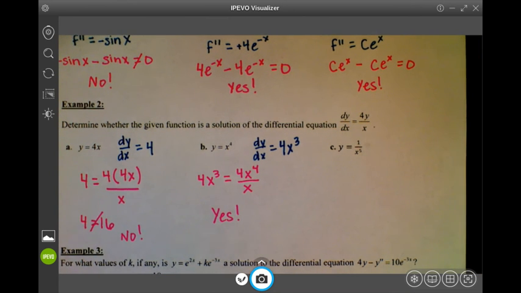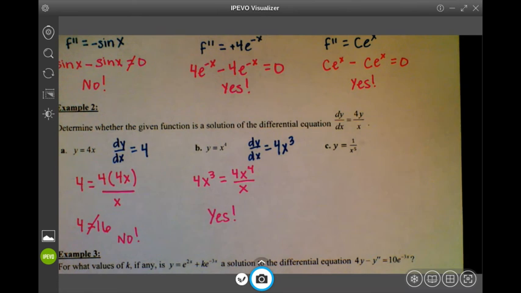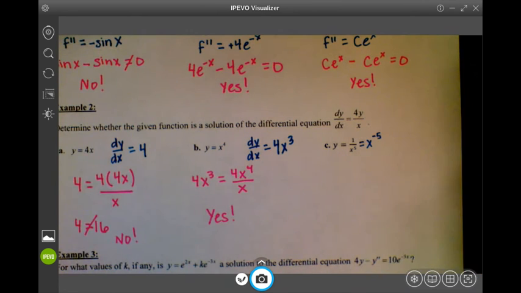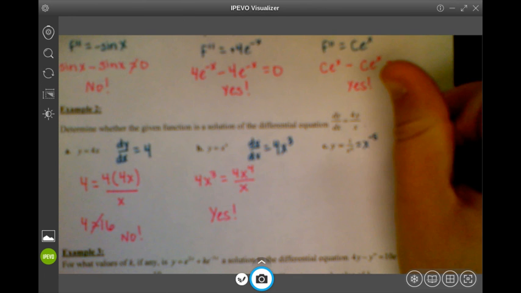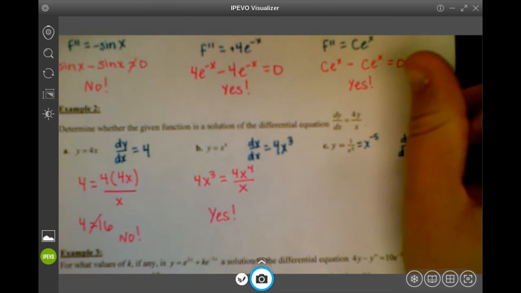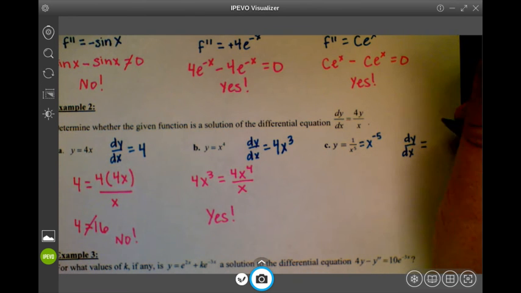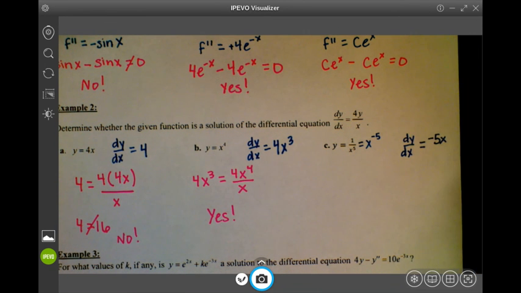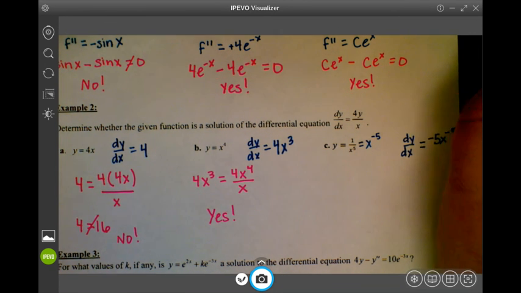All right, and last but not least, we have this lovely fraction. Remember, this is x to the negative 5th. That'll help you when you go to take this derivative, right? So dy dx, bring the power down, and then subtract from the power, right? Negative 6.